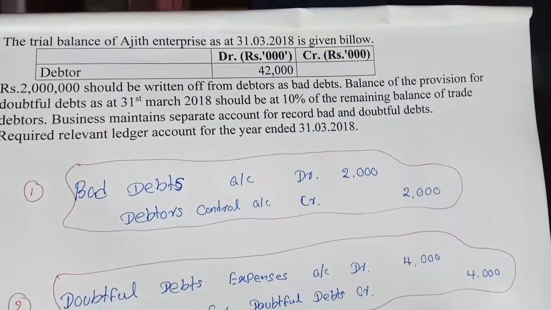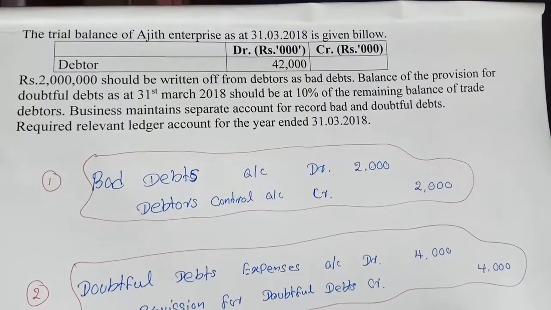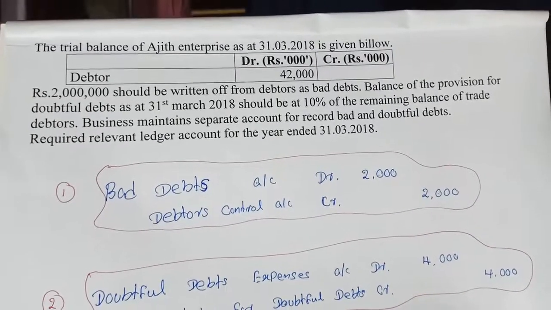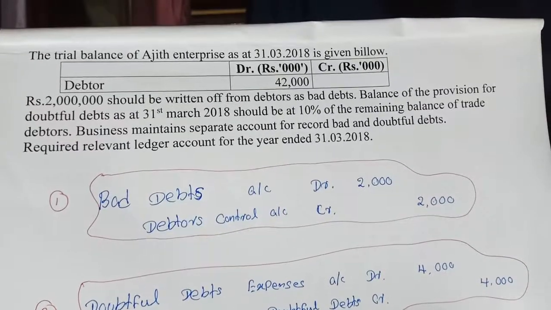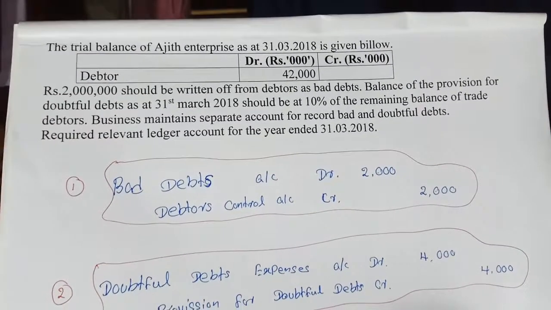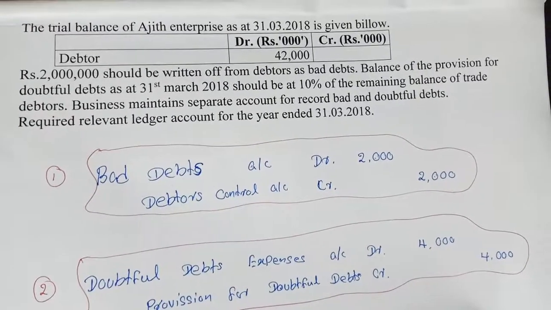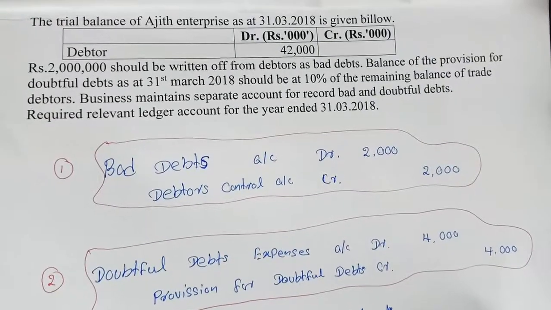It has given the trial balance at the end of the accounting period, 31st March 18. Debtors balance 42,000, and additional information is also given: 2,000 should be written off from debtors as bad debts, and provision for doubtful debts at 31st March 18 should be 10% of the remaining balance of trade debtors.